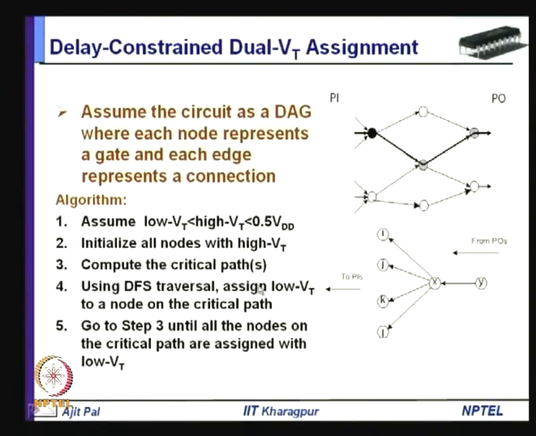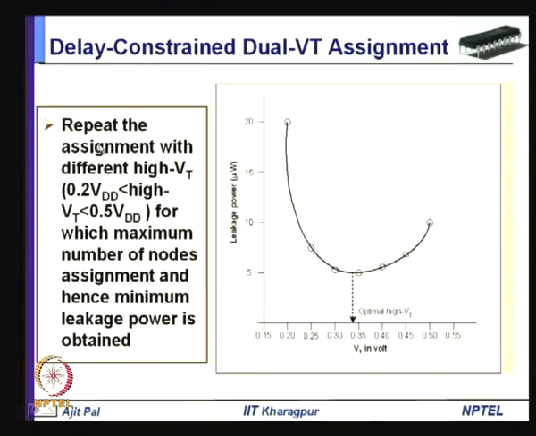So the basic difference is that earlier, initially all the gates are assigned low VT, then you assign high VT to the non-critical gates on the non-critical path. Here it is done the other way. You initially assign high VT to all the gates, then you assign low VT to gates on the critical path. You repeat the step until all the nodes on the critical path are assigned low VT.